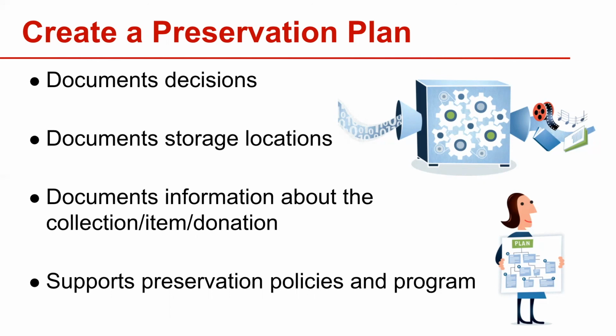In general, the preservation plan should document your preservation decisions, such as what formats you are going to keep, information about storage, the type and location of the preservation files, access files, and the original files. Information about the digital content. So in general, and at the level that you need, is the collection level good enough? Do you need it down to an item level? Is it based on a donation or an accession? And that plan can be used to support or be used as a building block to create preservation policies to help you build a stronger preservation program.